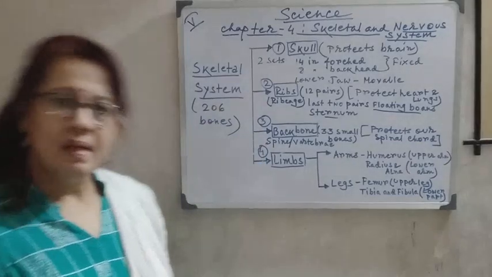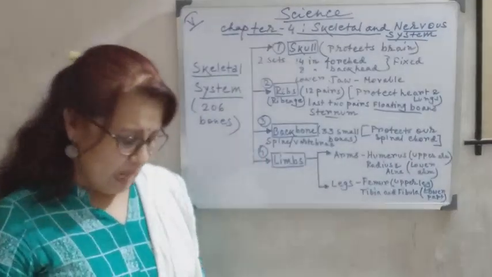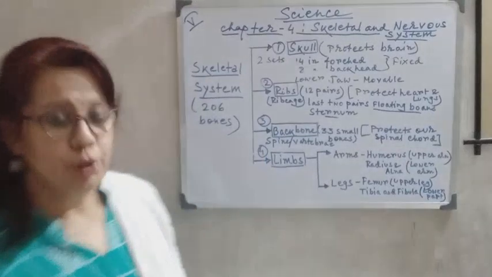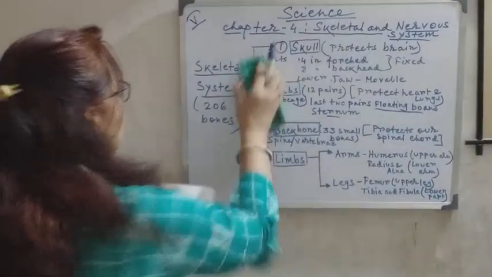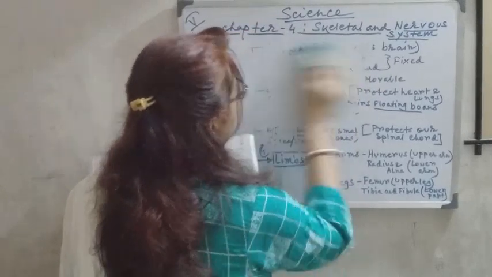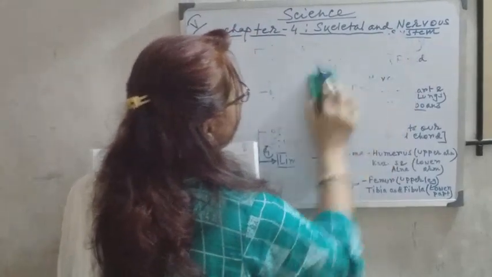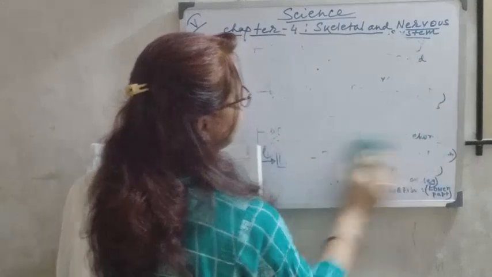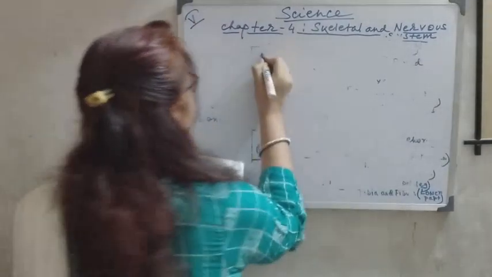We already learned it in our previous class, and today we will learn about joints. Actually, I am telling you that there are several types of joints. I am showing you through a chart. Firstly, the joints.